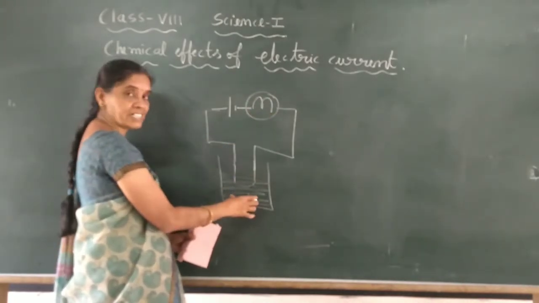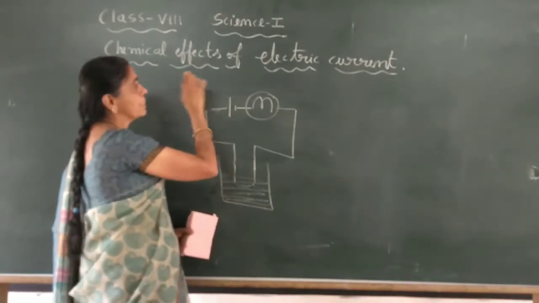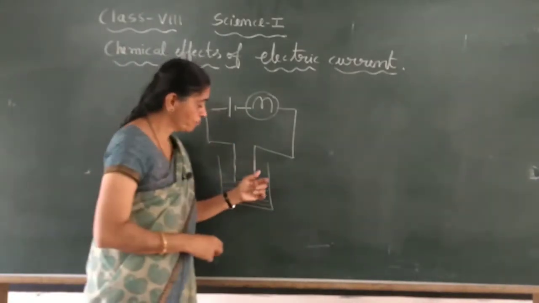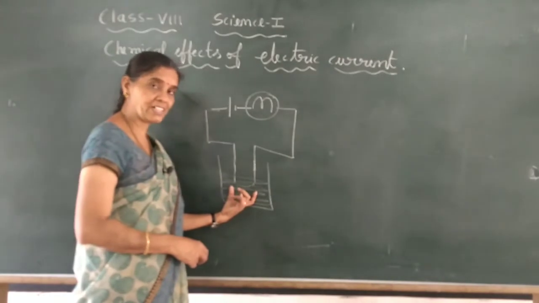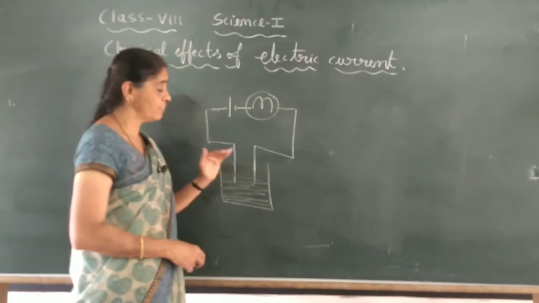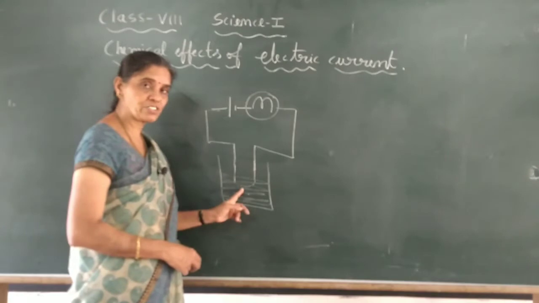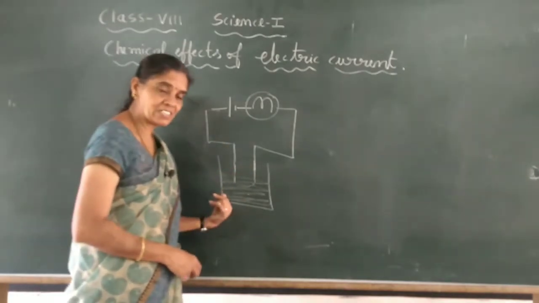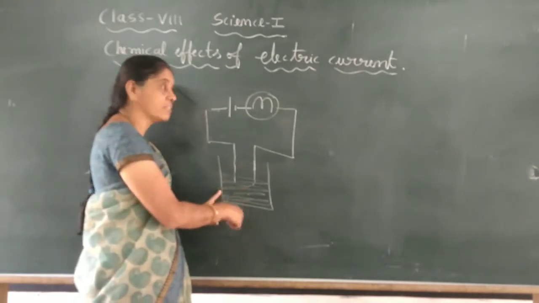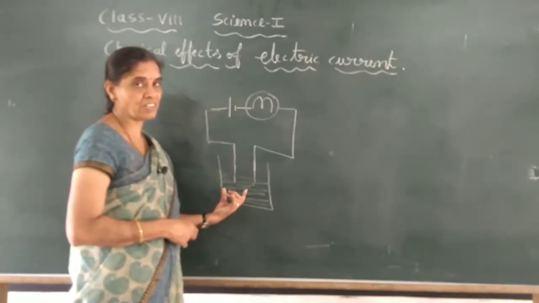Then it is a good conductor of electricity, and this is what is called the chemical effect of electric current. When you pass current through a liquid like water with salt dissolved in it, it will conduct electricity. Or if you dissolve some acids in distilled water, again it will conduct electricity. Or if you take a base instead of acid and dissolve it in water, it also allows current to flow through it. So they are good conductors of electricity.